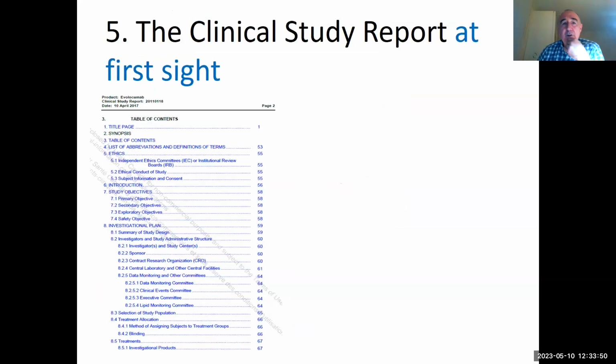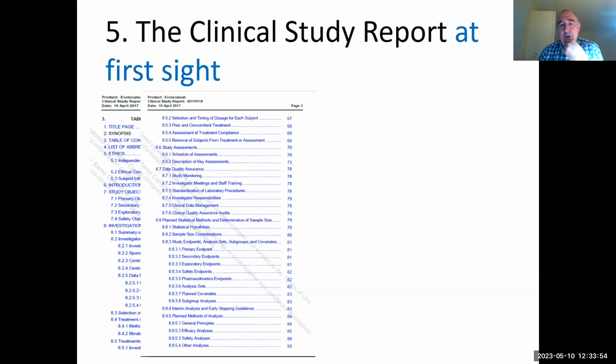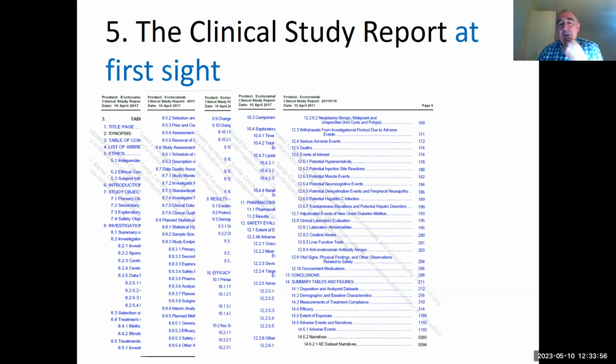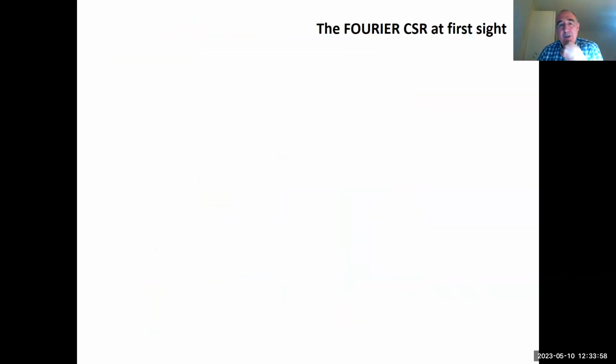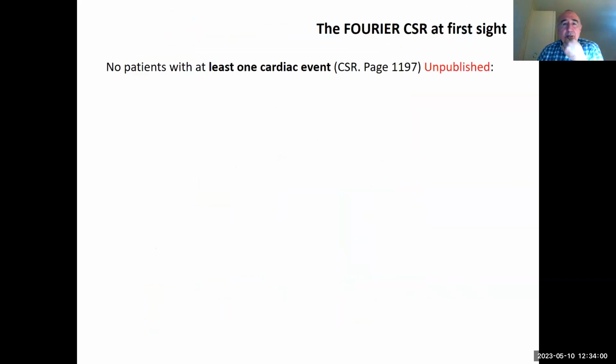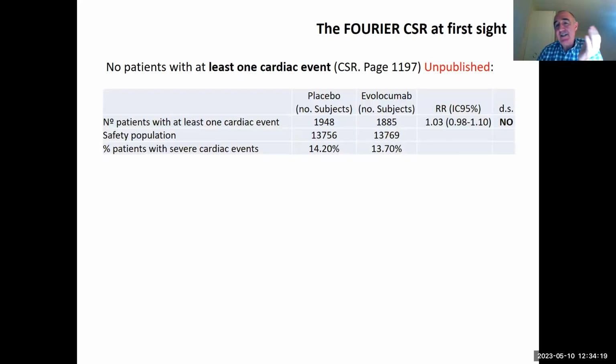So we went through the clinical study report. As I was saying before, there's a lot of clinical information, which is really worth reading. And what relevant information can we get out of it? Well, for example, we could read that the number of patients with at least one cardiac event, which was never published, was exactly the same between groups.